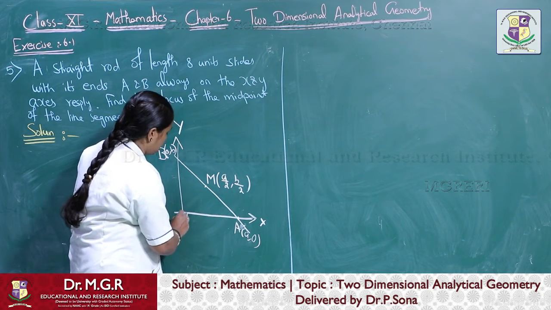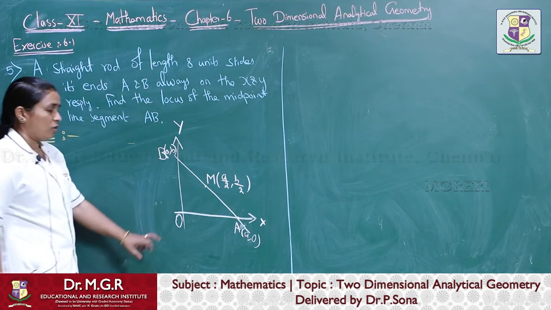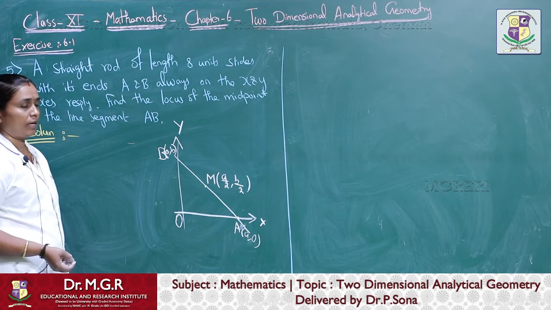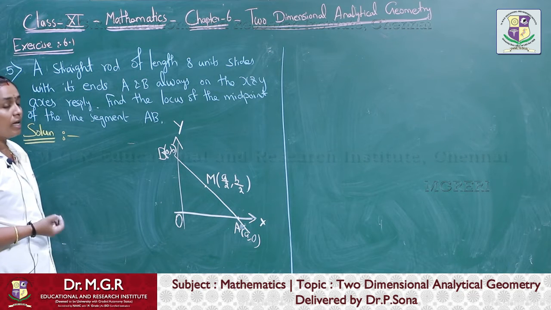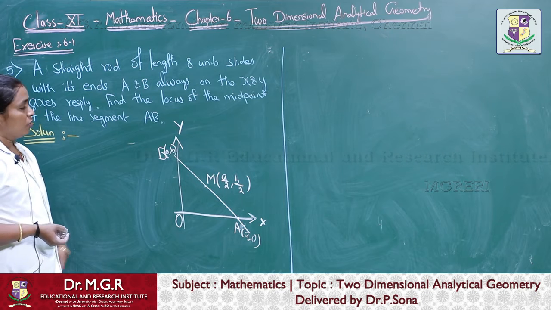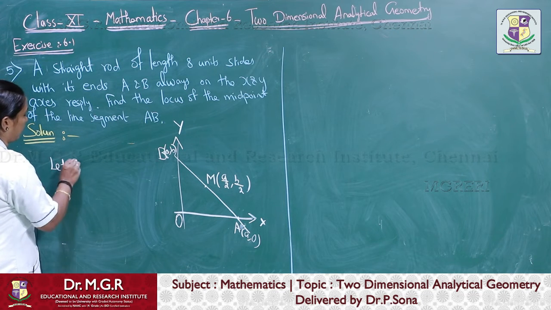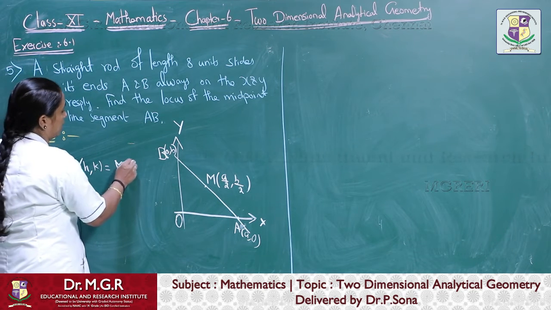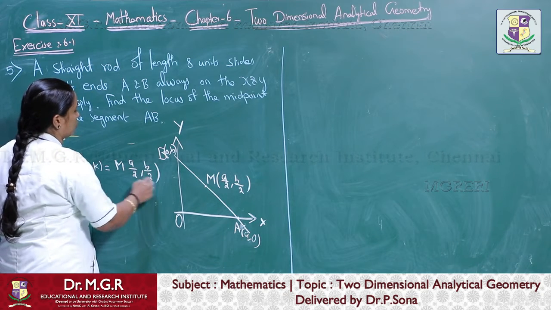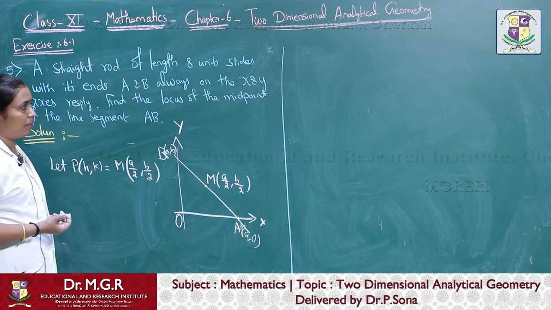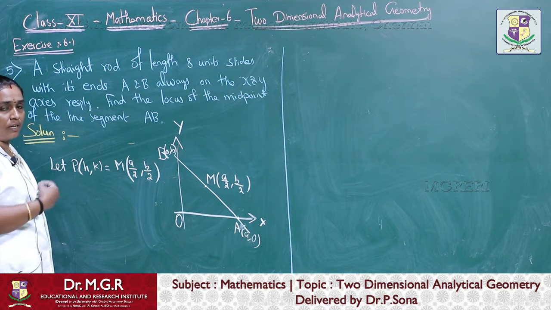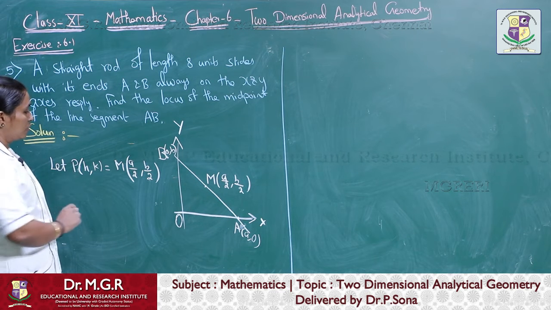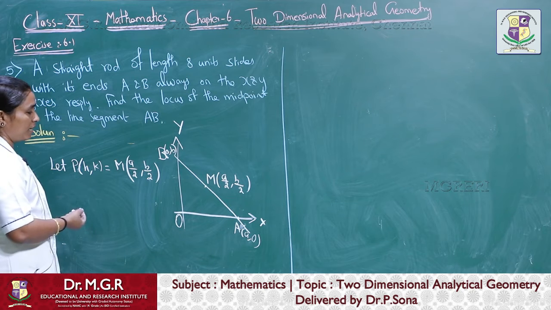This is the point. This is O, the origin. So now you see, we can take P(h, k). Let P(h, k) be any point on the locus. So let P(h, k) be equal to M(a/2, b/2). This is the midpoint. We are going to find the locus of the midpoint of the line segment. So let P(h, k) be the point on the locus. Just equate these, P(h, k) equal to this one.